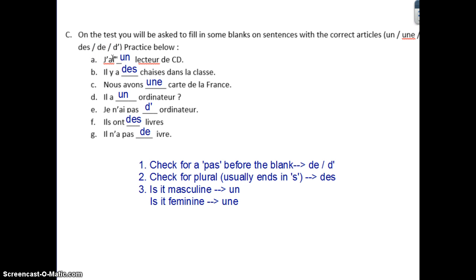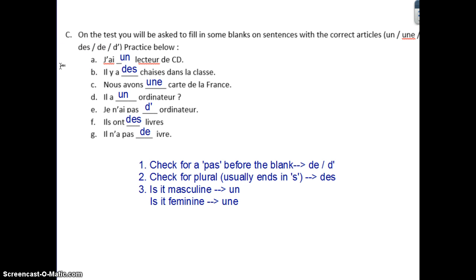Because if there's a pas before the blank, you know it has to be de or the apostrophe if the next word starts with a vowel, and you won't have to really think about whether it's masculine or feminine or plural or any of that, because if there's a pas, it's got to be followed by de. Now, for the case of part A, that's not the case, so we move on to the second check.